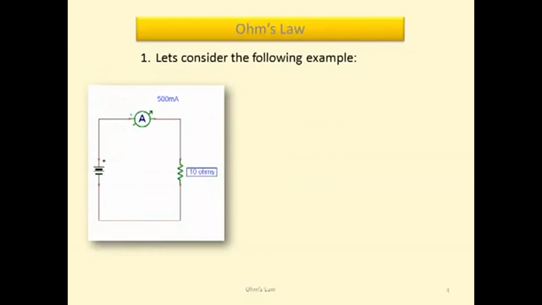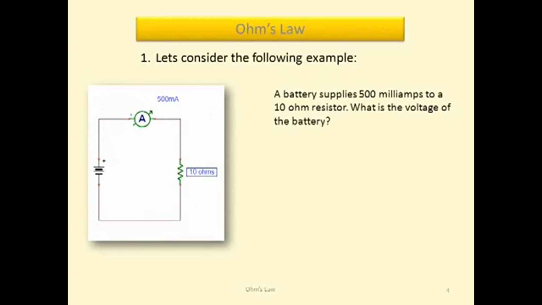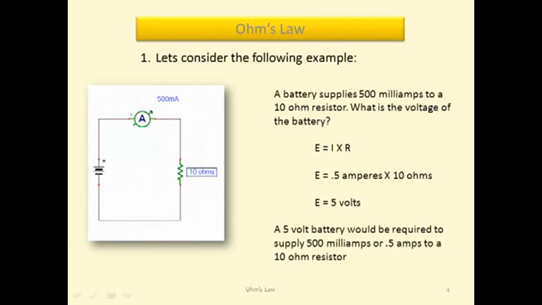Let's consider the following example. A battery supplies 500 milliamps to a 10 ohm resistor. What is the voltage of the battery? Well, we know the formula, so let's apply it. We have a current of 500 milliamps going through a 10 ohm resistor. That gives us a voltage of 5 volts. So we can say that a 5 volt battery would be required to supply the 500 milliamps, which is the same as 0.5 amps, to the 10 ohm resistor.